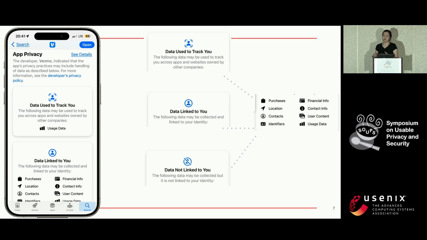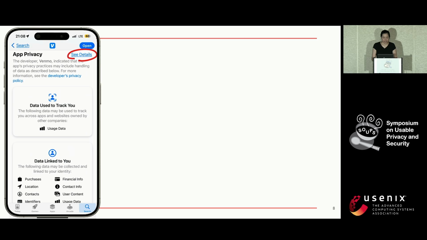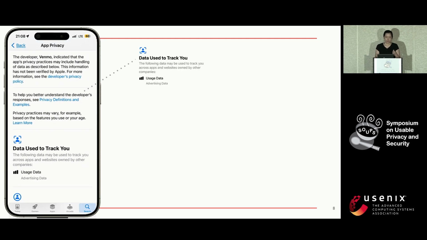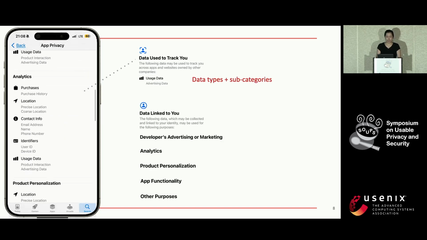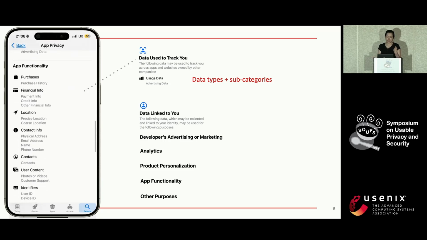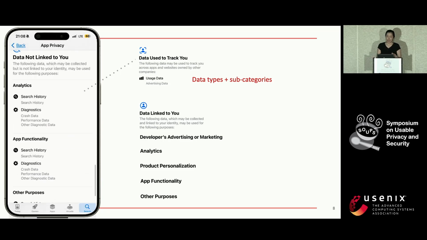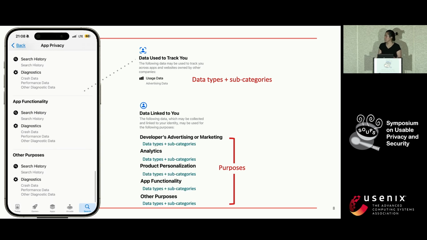But the labels are still developing. There are new changes that I checked yesterday. And there is a See Details button on the top right corner. So when you click it, it shows the full app privacy label. So when you actually see the cards, you see data used to track you, followed by the data types and subcategories. And for data linked to you, you see a list of purposes, developer's advertising, marketing, analytics as headers. And underneath headers, there are data types and sub-data categories associated with that purpose. And this is only the data linked to you section. And the data not linked to you section follows the same structure.